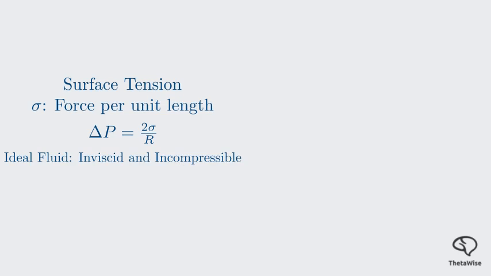An ideal fluid is defined as being both non-viscous, or inviscid, and incompressible. While no real fluid is truly ideal, this model simplifies many complex problems in aerodynamics and hydraulics. As seen in this diagram, surface tension tries to pull the droplet into a sphere because that shape has the minimum surface area for a given volume.